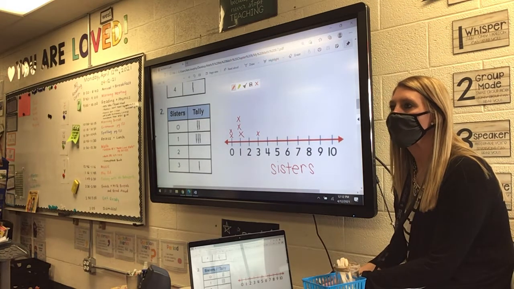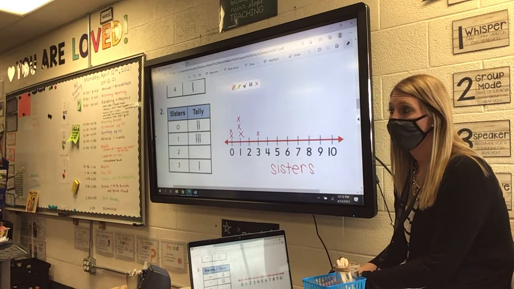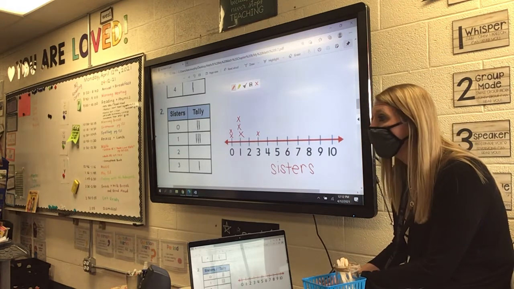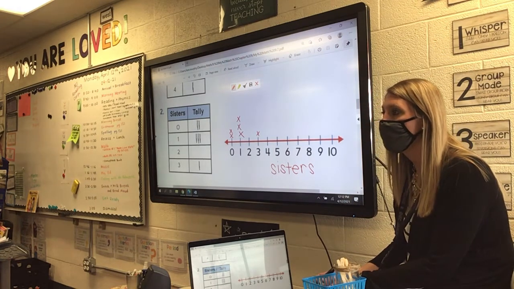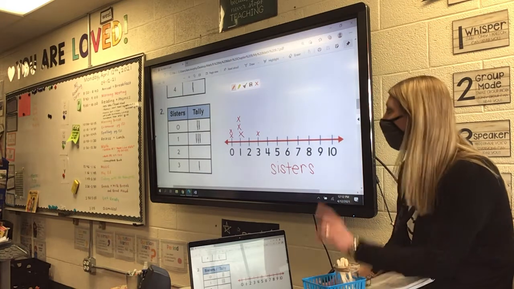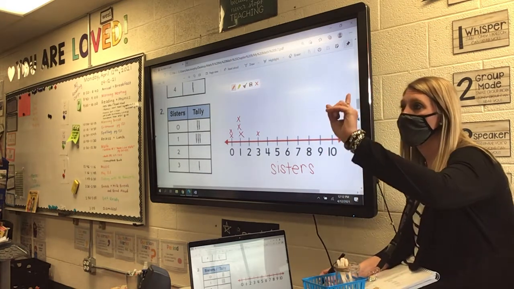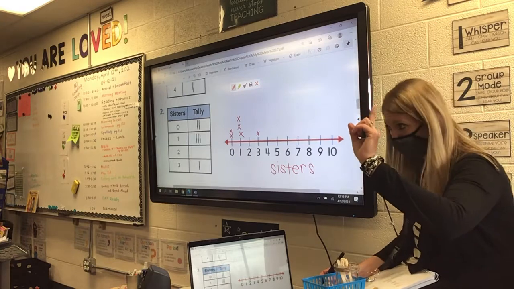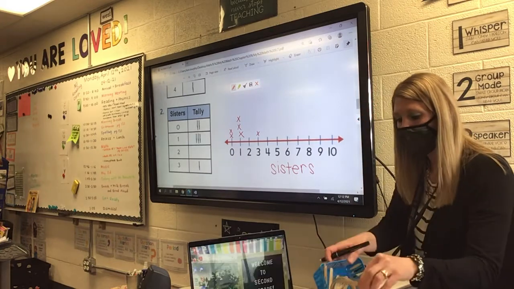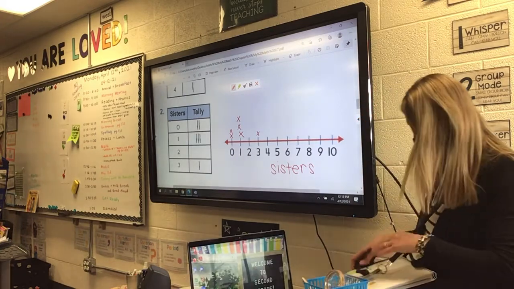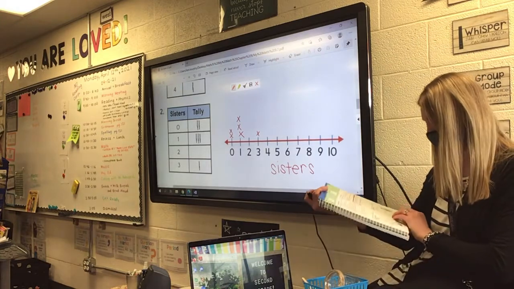All right, looking at our data, which number of sisters is the most? Lily, what do you think? Which one has the most? Which number of sisters? 1. Yep. So there is 3 people that have one sister. That was the most, right? Excellent job. Okay, now let's go on.